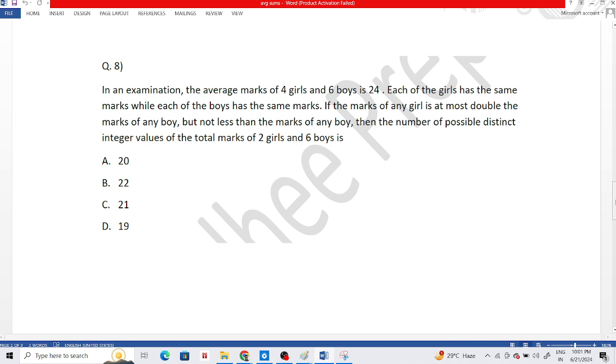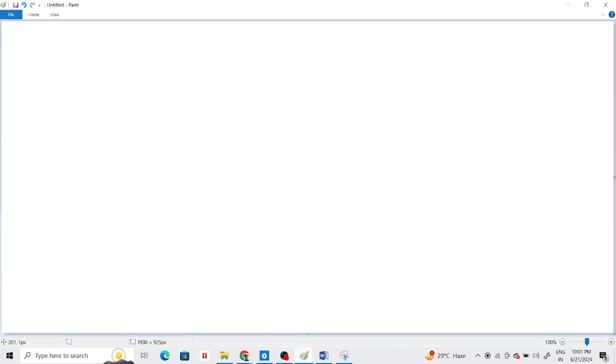Okay. In an examination, the average marks of 4 girls and 6 boys is 24. Each of the girls has the same marks while each of the boys has the same marks. That means all the girls got the same marks, all the boys got the same marks, okay. So what information do I get from here?